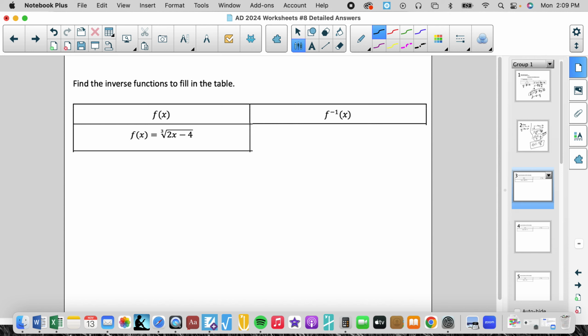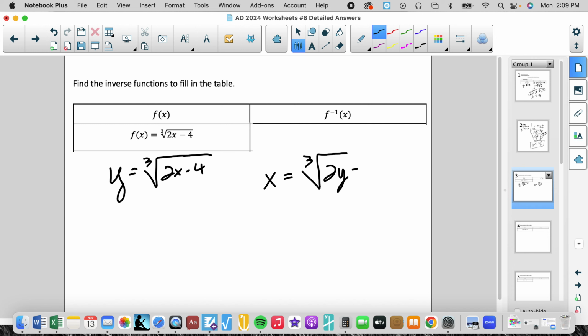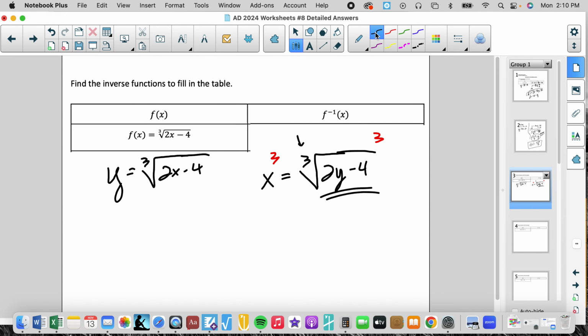So we're going to write y equals the cube root of 2x minus 4. So if we flip everything, we're going to write x where there's a y, and we're going to write a y where there's an x. So 2y minus 4. How are we going to get rid of this? We can't get in here until we get rid of that cube root. What gets rid of a cube root is a cube. So we will cube each side.